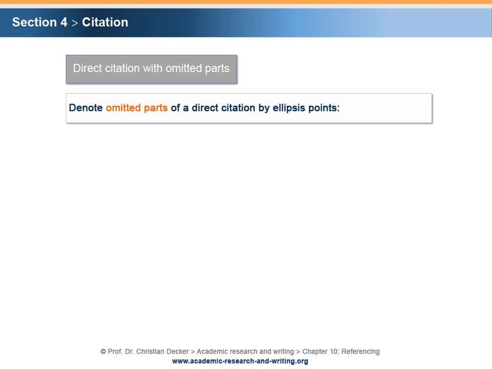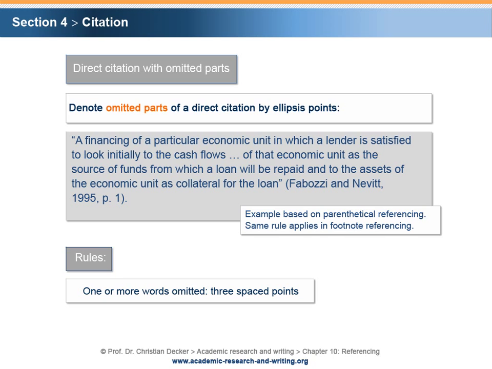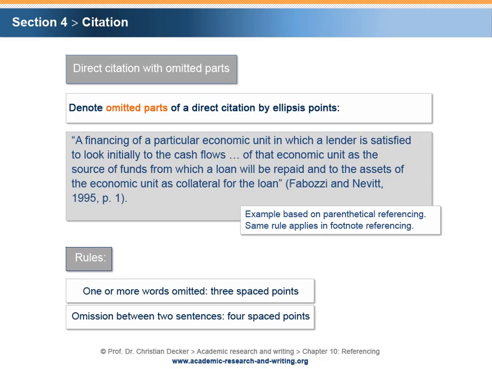If text is omitted within a direct citation, the following rule applies. Omitted parts of a direct citation have to be denoted by ellipsis points as shown in the example. The rule in detail is: if one or more words are omitted, they are replaced by 3 spaced points. If text is omitted between 2 sentences, the omission is indicated by 4 spaced points.